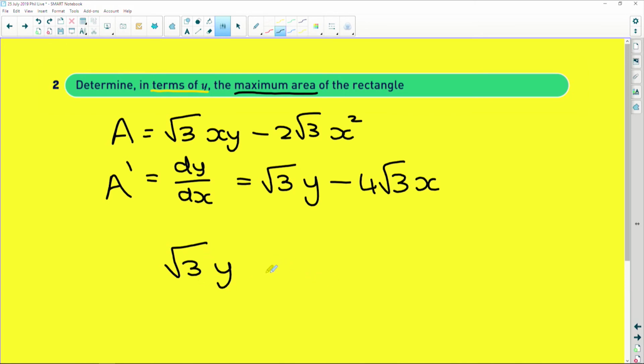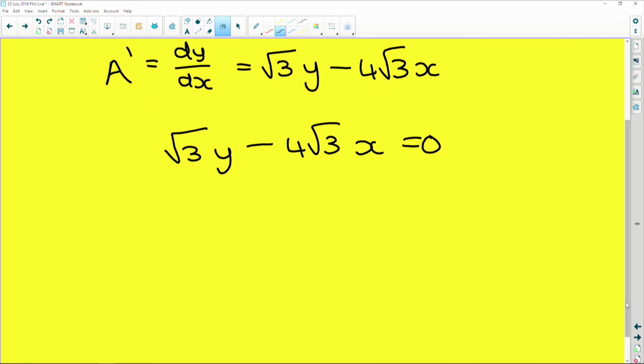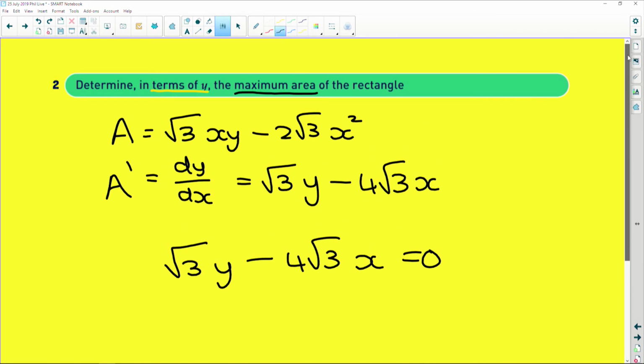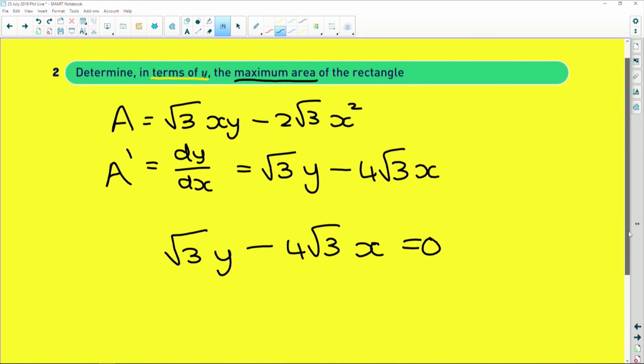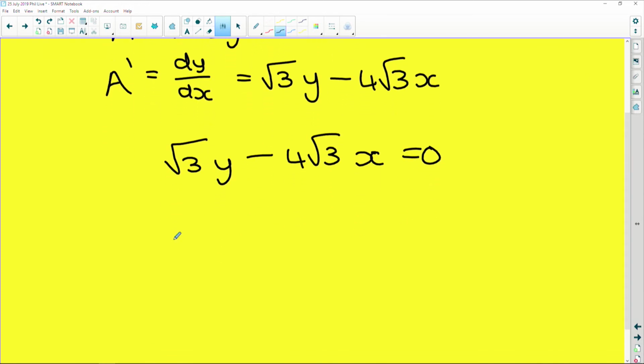So we get the square root of 3 multiplied by y minus 4 root 3 multiplied by x is equal to 0. So now remember, we're trying to solve in terms of y. So I want to try and get my expression as an expression of x so that I can substitute it into this original expression, because if I substitute x into this expression, I'm going to get in terms of y. That might sound complicated, but let me go through it. So square root of 3 multiplied by y is therefore equal to, this negative becomes a positive on the other side. We get 4 multiplied by the square root of 3x.